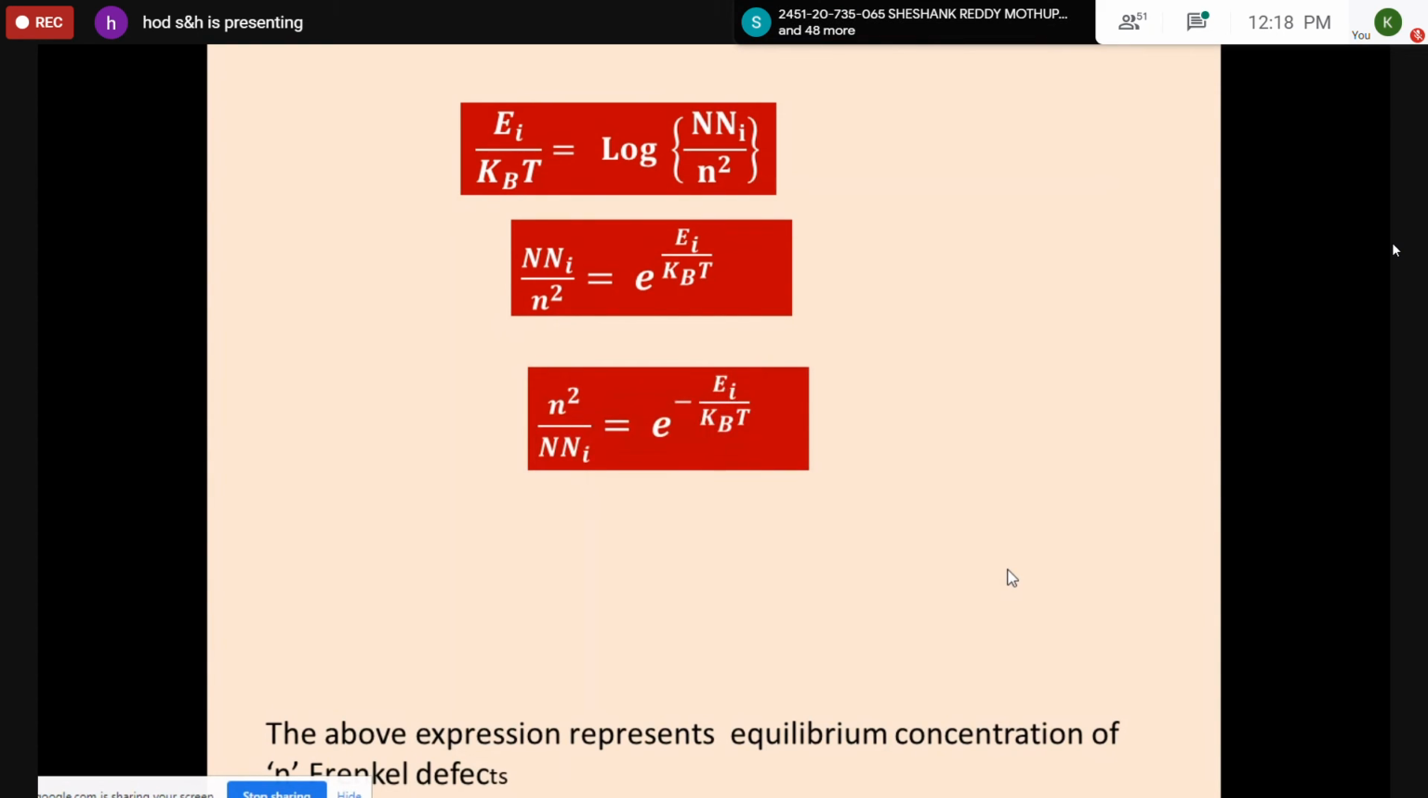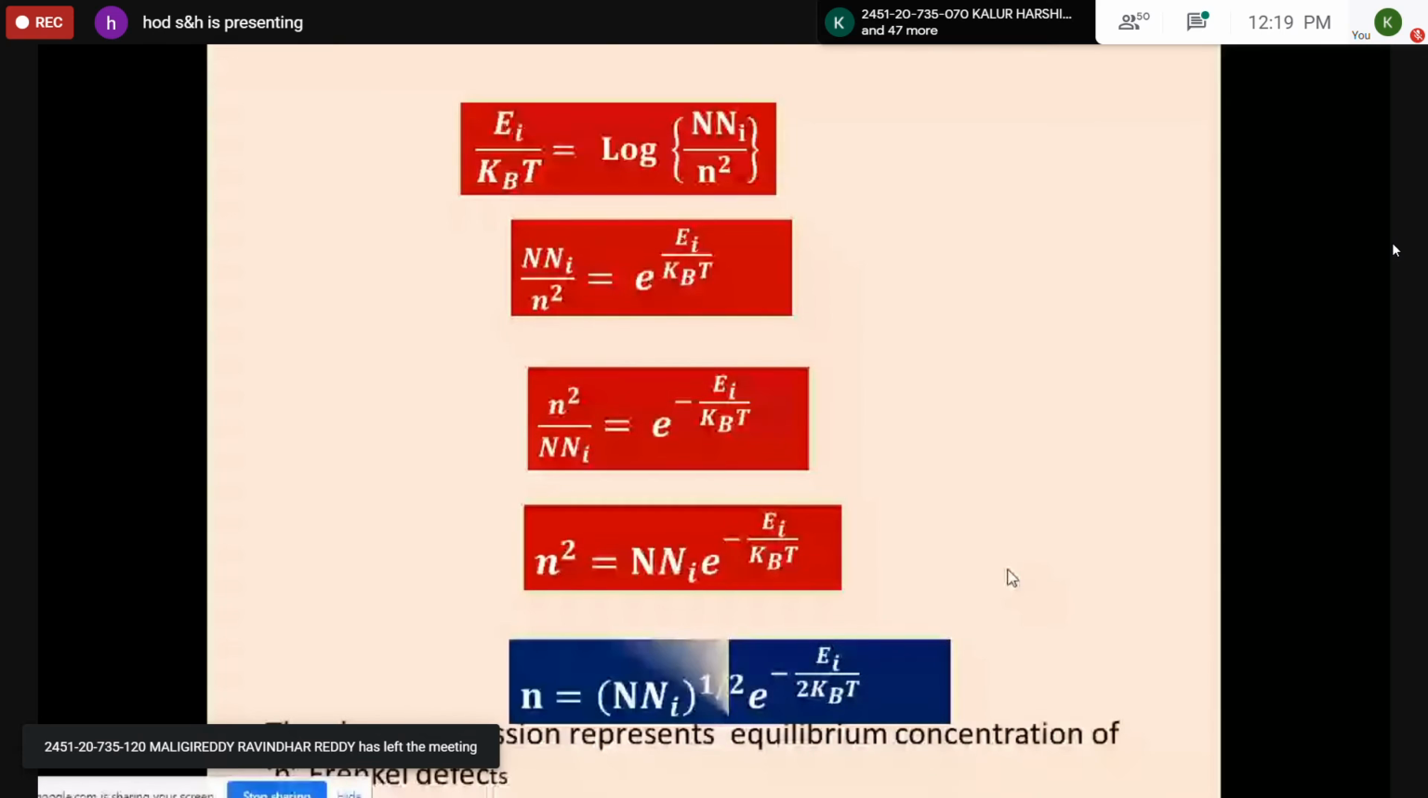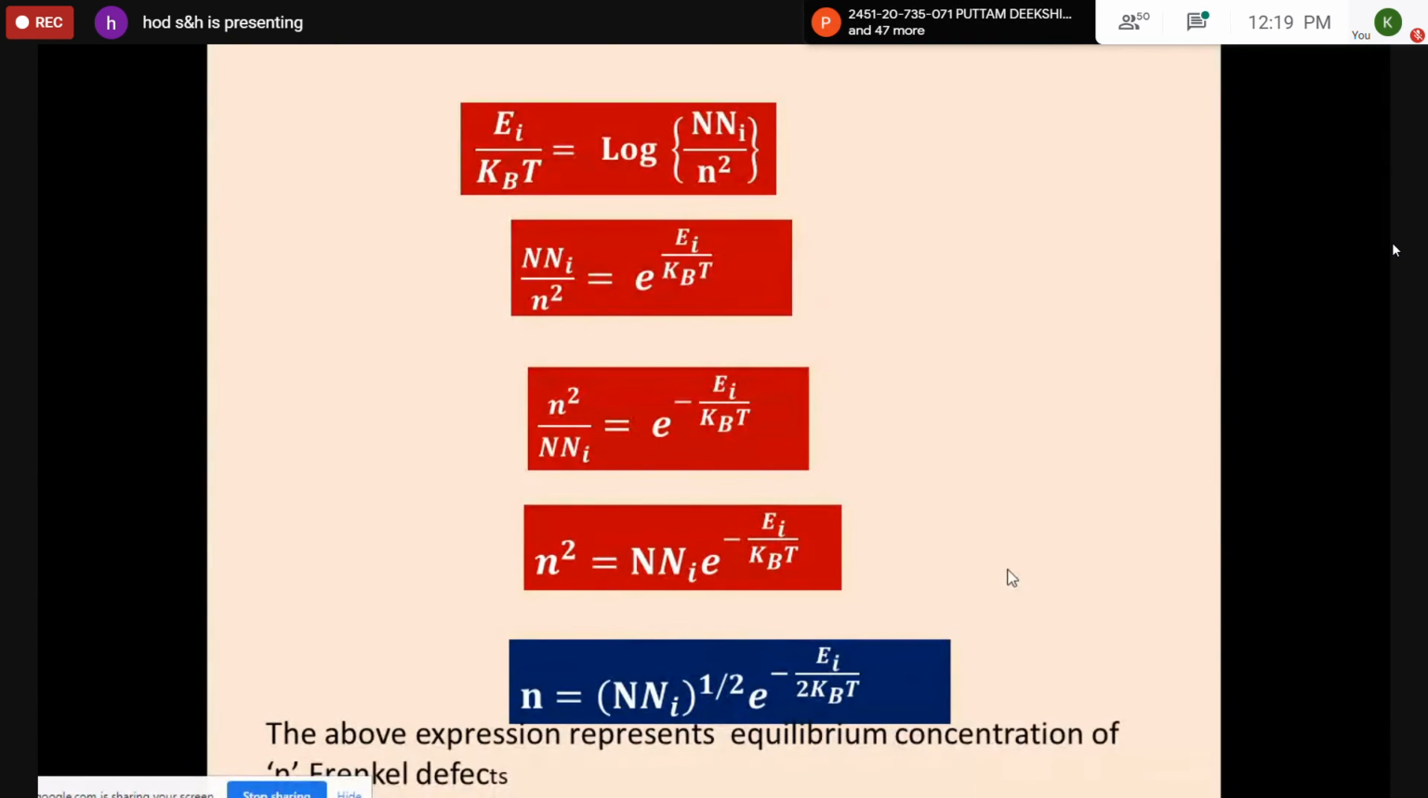Reverse this one, n square by N Ni is equal to e power minus EI by KBT. Here you get a negative sign, or n square is equal to N Ni into e power minus EI by KBT. Finally, n is equal to (N Ni) whole to the power of half, e power minus EI by 2 KBT, with the 2 in the denominator, which represents the equilibrium concentration of n Frenkel defects. Please note this one.